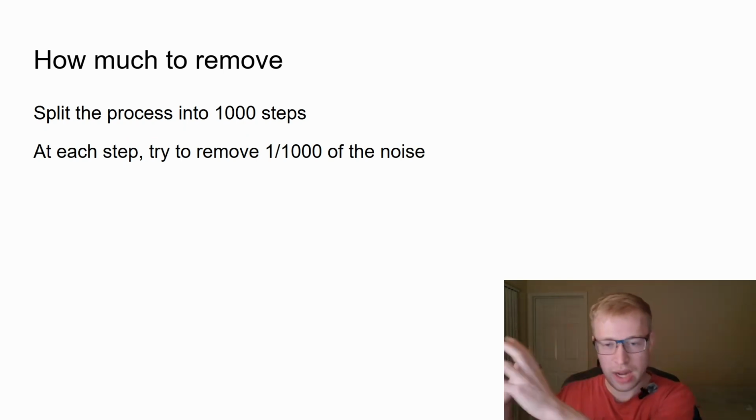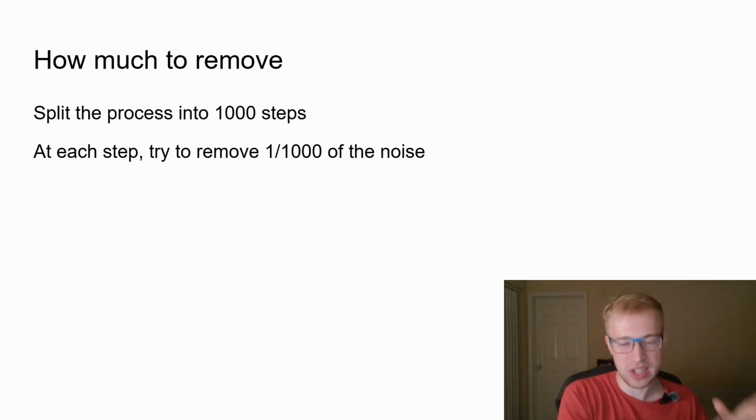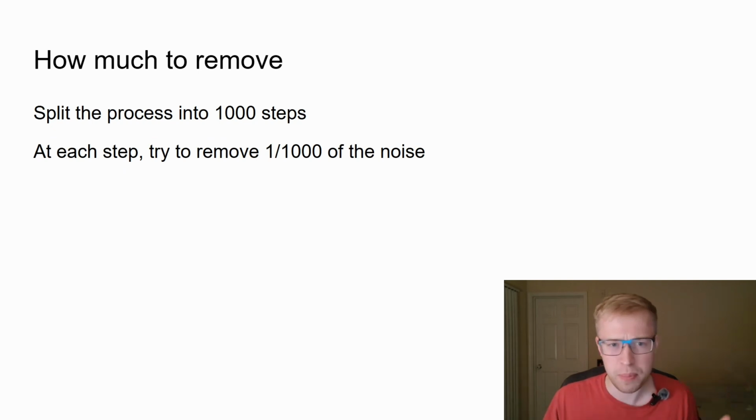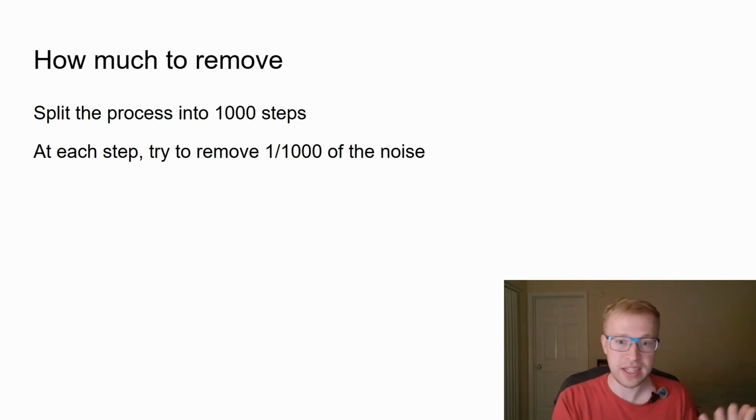So they start with random noise, they remove a little bit, and then they do that 999 more times, and then that's when you get your clean image. So we split into 1,000 steps, and at each step, you're basically just trying to remove 1/1000th of the noise. Okay, that's kind of simple. It's wrong, but it's simple.